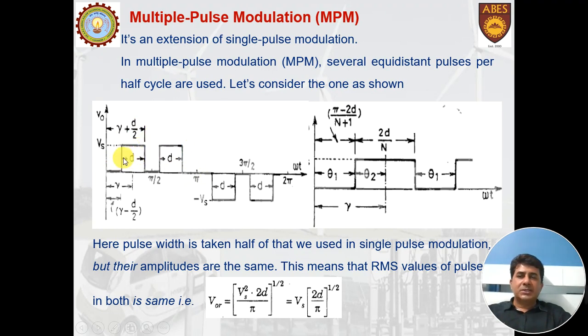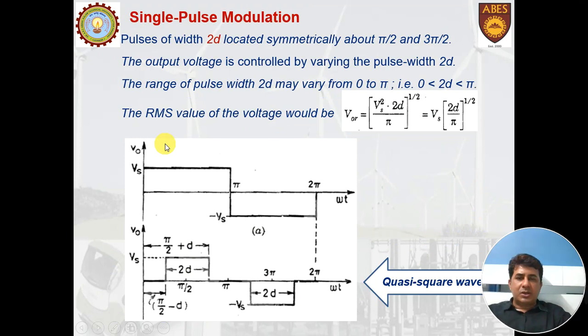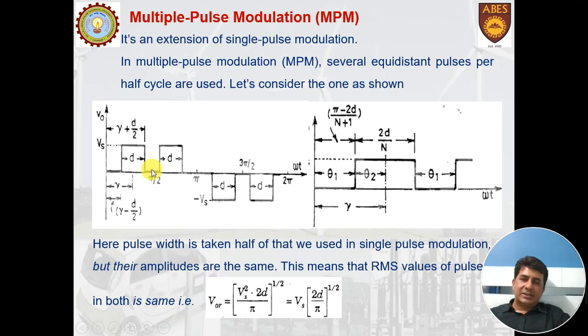Now let us say one pulse is of width d. If this pulse is d, the other is also d, and this would also be a symmetrical waveform. Now if it is d, both of these joined together will make 2d. This could be compared with the voltage output of the first method. This quasi-square wave is of width 2d, and here also if we consider this as d, this is also 2d. So basically in both cases, the output RMS voltage will be the same. This is the same formula that I had written for the quasi-square waveform.